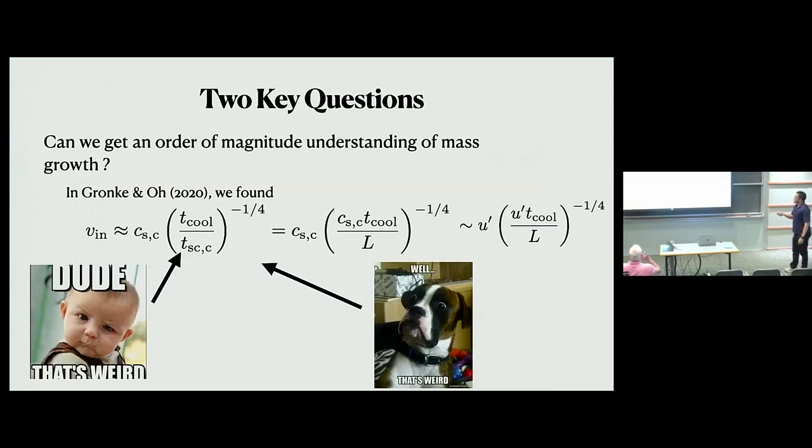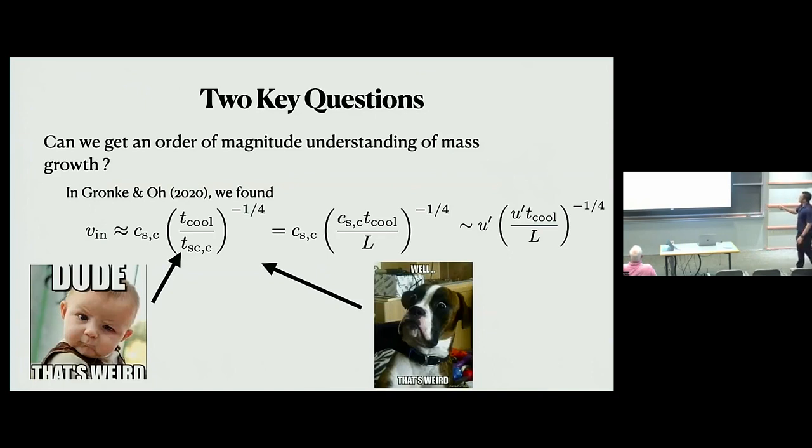The first is scaling relations, right? So, order of magnitude, what is the enthalpy flux of the hot gas? And it's mixing in with the cold gas at a certain velocity, which is of order the sound speed of the cold gas, multiplied by this odd ratio. So this is a cooling time over a sound crossing time of the cold gas.